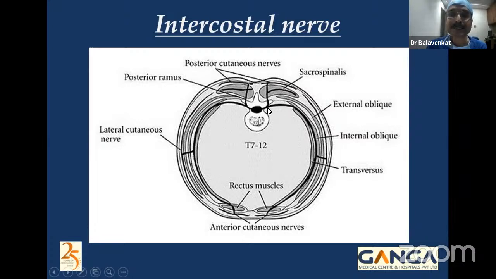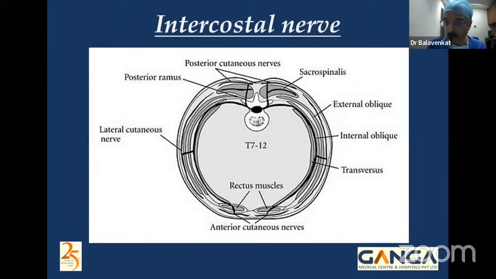Any spine surgery, you're focusing on the dorsal rami. And anything that you want to do for the anterolateral component, you have to focus on the ventral rami. So this is another important point that I wanted to make very clear.